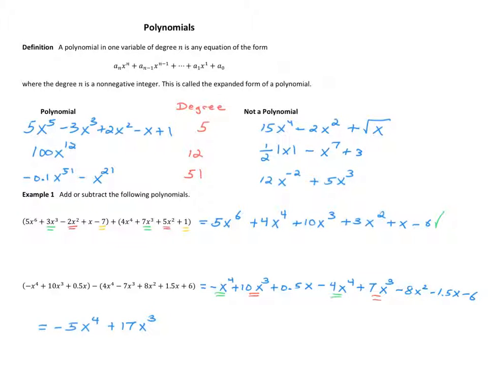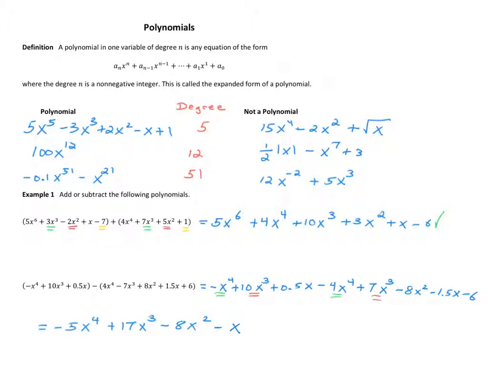All right, I guess x squared would be the next one. I only see one right here, so it's going to be minus 8x squared. Okay, now I have x to the power of 1. There's 0.5 here, and there's negative 1.5 here. If I take 0.5 and I subtract 1.5, I'm left with minus 1x. So I'm just going to write that as minus x.